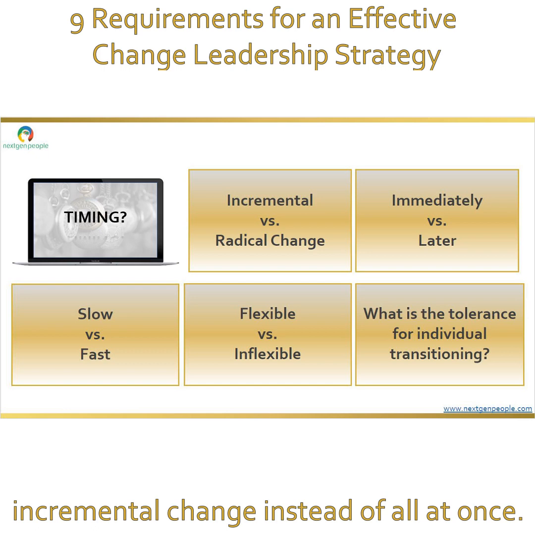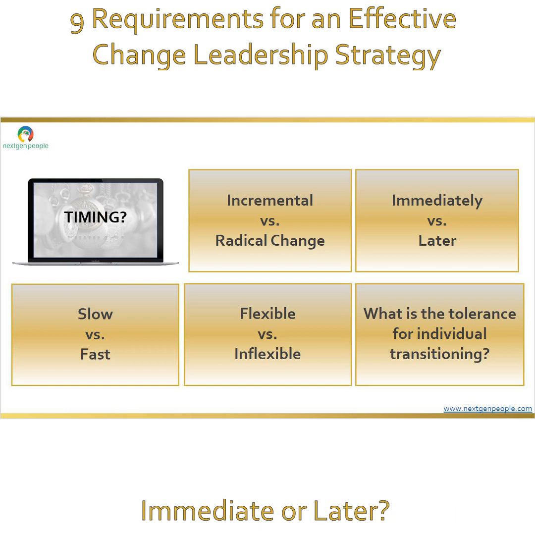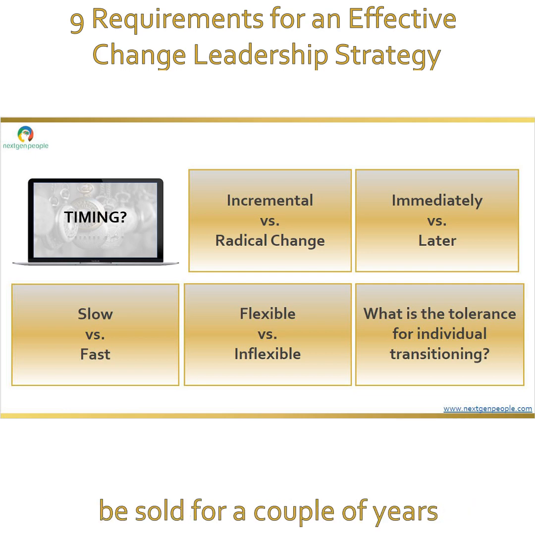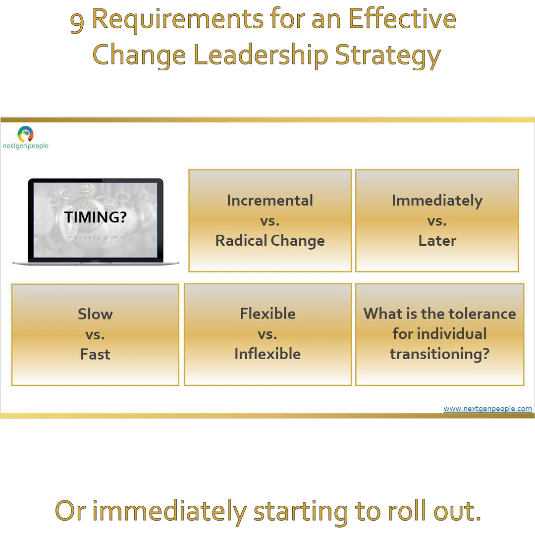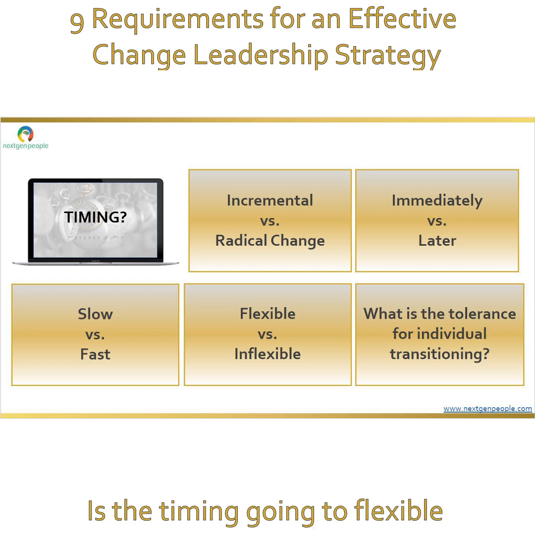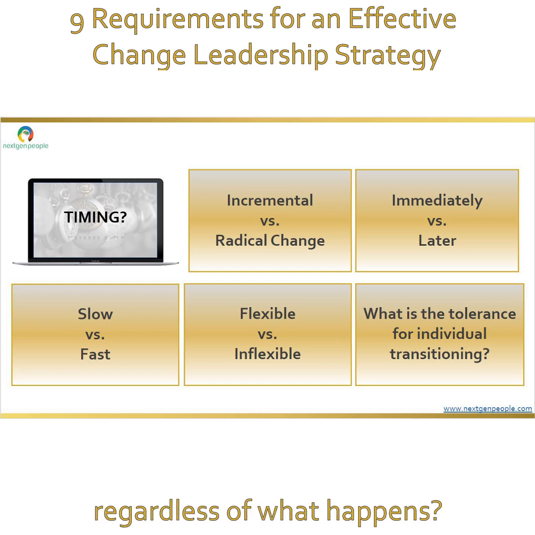You want to decide whether the transformational change is going to be immediately implemented or at a later time. Is this a transformation that needs to be sold for a couple of years before it's accepted, or immediately starting to roll out? Is it going to be rolled out very slow or very fast? Again, the change maturity should inform these decisions. Is the timing going to be flexible and adapt to organizational changes, or inflexible and timelines held regardless of what happens? Some organizations think this way. It's a very difficult way to operate, but this is the cultural values of some organizations.